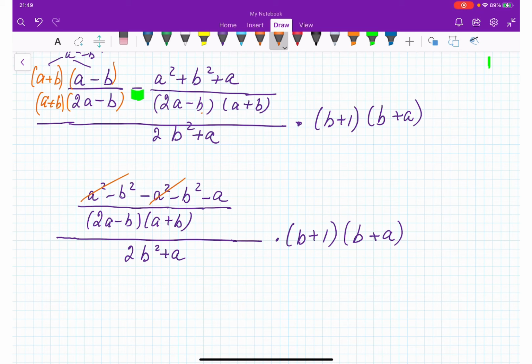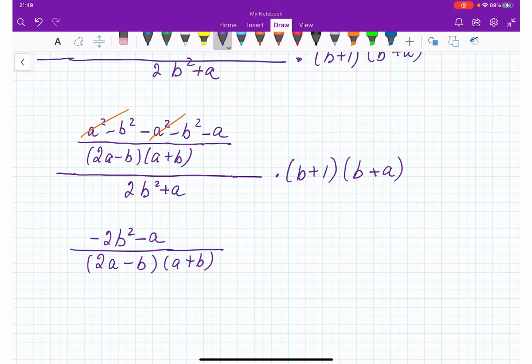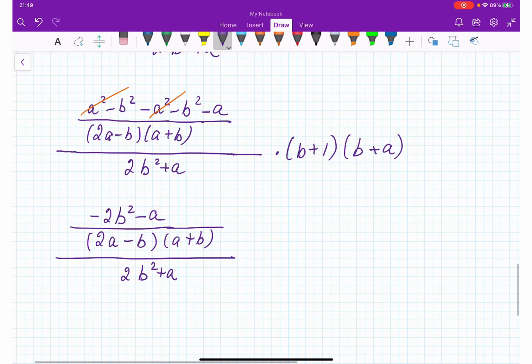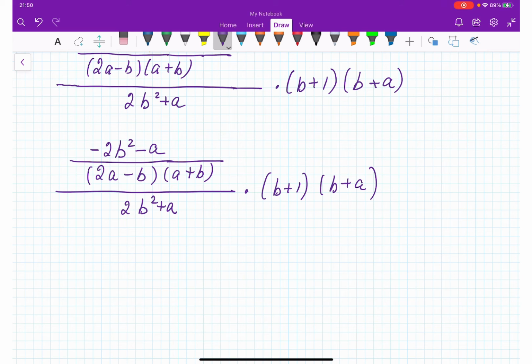A squared is gone with negative a squared, and I have negative 2b squared minus a divided by 2a minus b and a plus b. And all this we are dividing by 2b squared plus a. Okay, so times b plus 1 and b plus a. All right, so what's going to be next? We are going to divide. Okay, it's time to simplify this entire fraction.